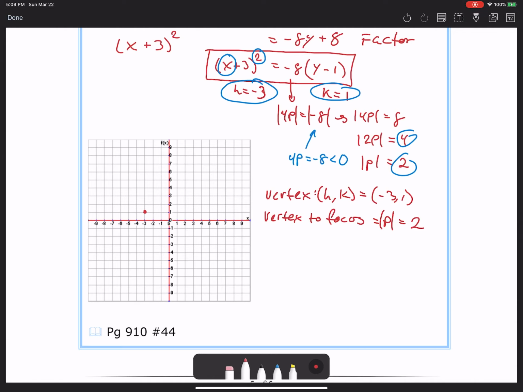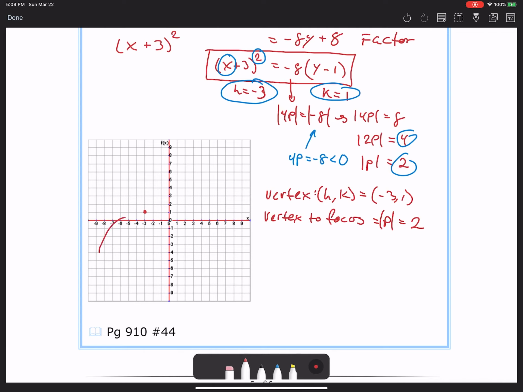Now, this parabola, in which direction is it concave? Well, we said that the x is being squared, like y equals x squared, so it's either opening up or down, and our 4p value is -8, which is less than 0, so it's going to be opening in the concave negative vertical direction. In other words, concave down.